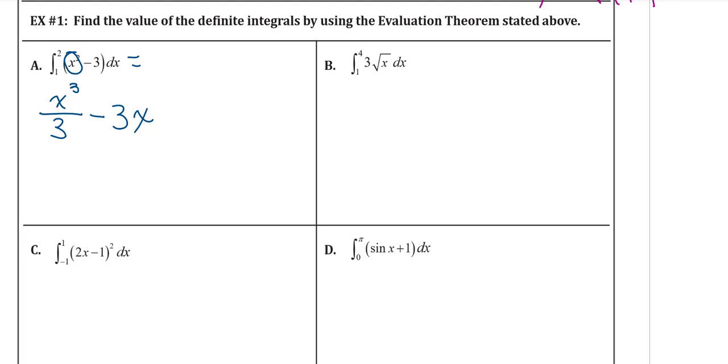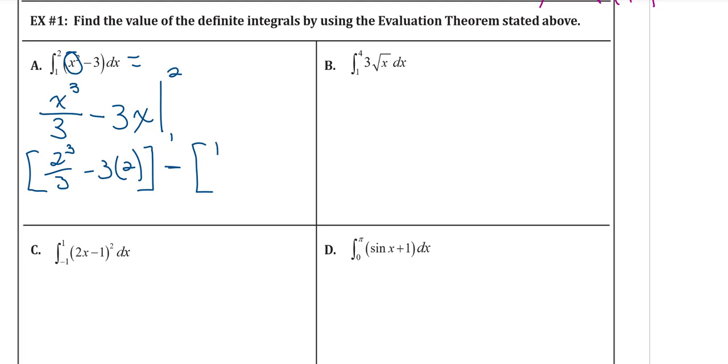And then I'm going to evaluate this from 1 to 2. So I'm going to have 2 to the third over 3 minus 3 times 2. That's evaluating it at 2. And then I'm going to subtract the value of evaluating it at 1.